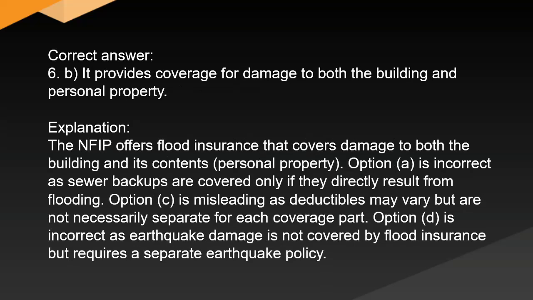Correct answer: B. It provides coverage for damage to both the building and personal property. Explanation. The NFIP offers flood insurance that covers damage to both the building and its contents, personal property. Option A is incorrect as sewer backups are covered only if they directly result from flooding. Option C is misleading as deductibles may vary but are not necessarily separate for each coverage part. Option D is incorrect as earthquake damage is not covered by flood insurance but requires a separate earthquake policy.